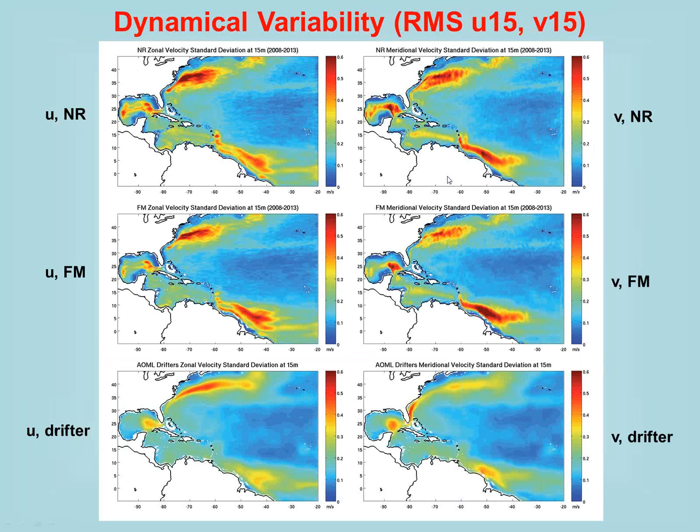Now, going back to the drifter data set, we can look at the variability in zonal and meridional velocity fluctuations from each model, nature run on top, forecast model in the middle, and from the drifter data set on the bottom.